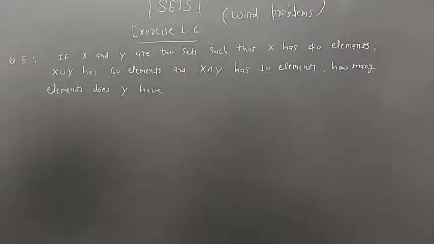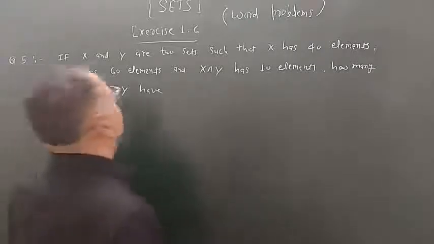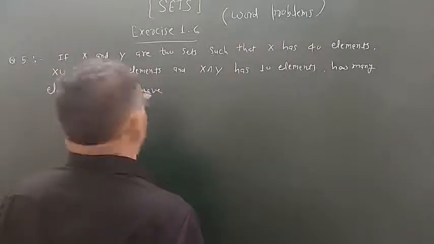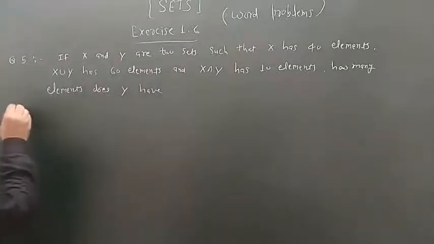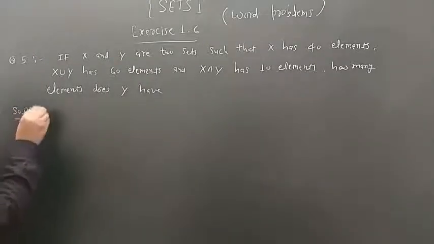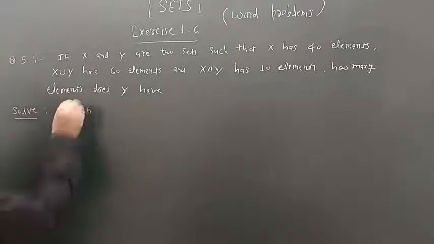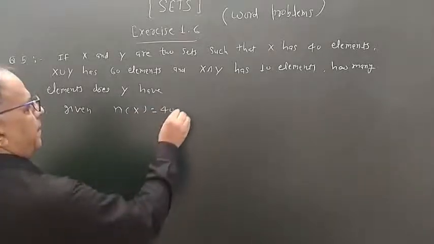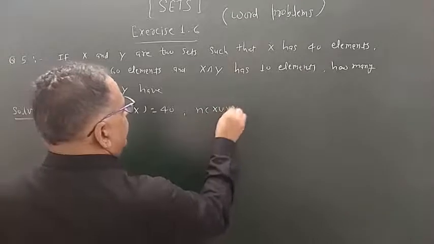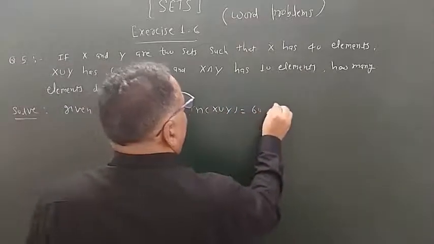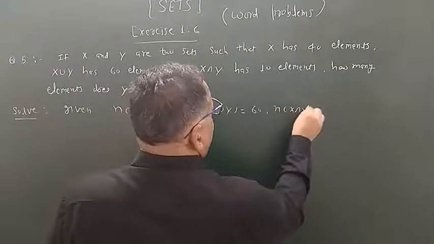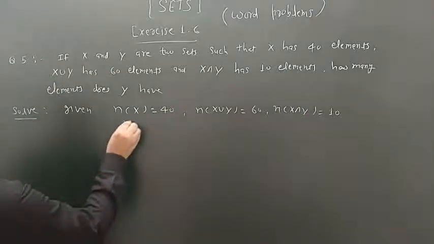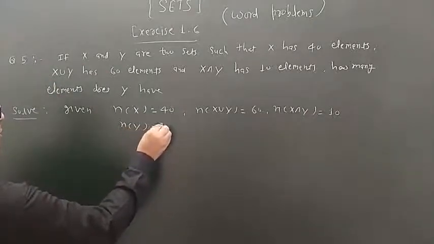Now next problem. If x and y are two sets such that x has 40 elements, x union y has 60 elements, and x intersection y has 10 elements, how many elements does y have? So given here, n(x) equal to 40, n(x union y) equal to 60, and n(x intersection y) equal to 10, and n(y) we want to find.